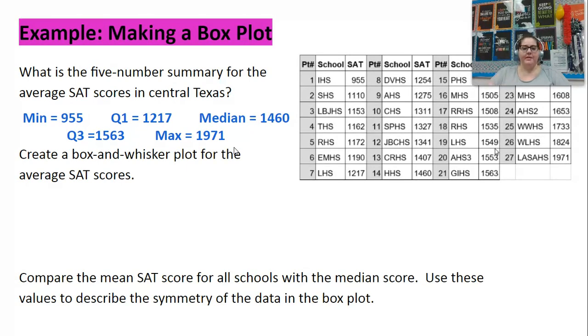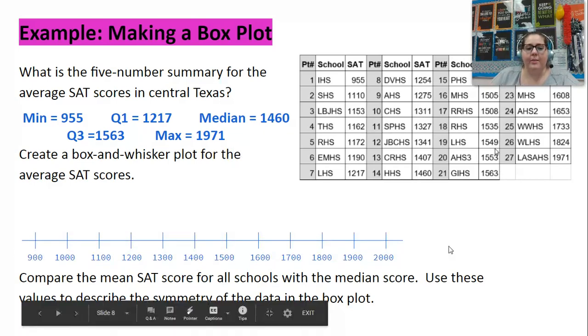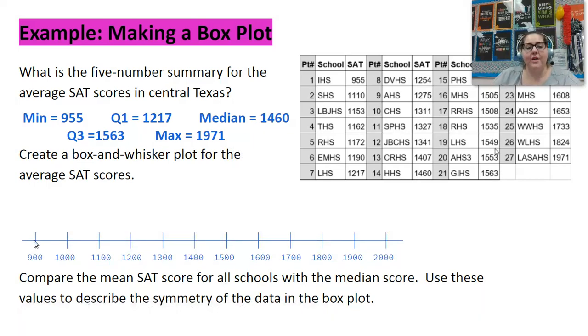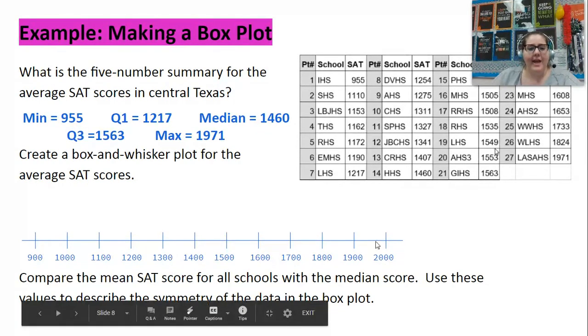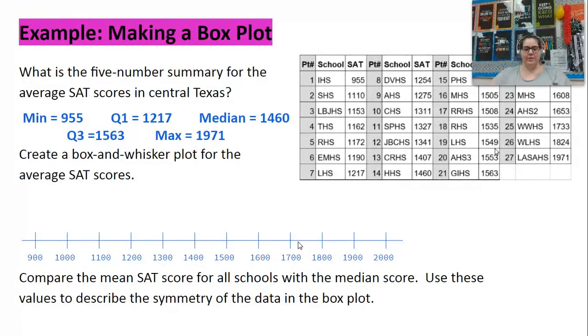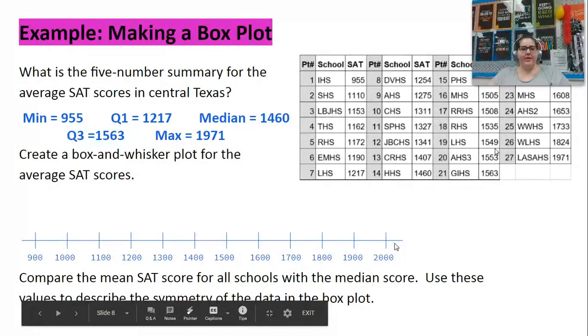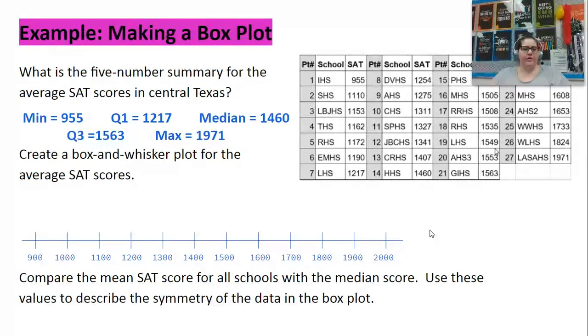So we're going to create a box and whisker plot for this data set. The first step would be to draw a number line. Your number line doesn't have to start at 0. It just needs to start where your lowest number is going to fit on the box plot, and it needs to end so that your highest number fits on the number line. So I have a number line that makes sure I'm drawing everything to scale. I started at 900, ended at 2000, and went every 100 in between and drew a line. That way I have everything evenly spaced.